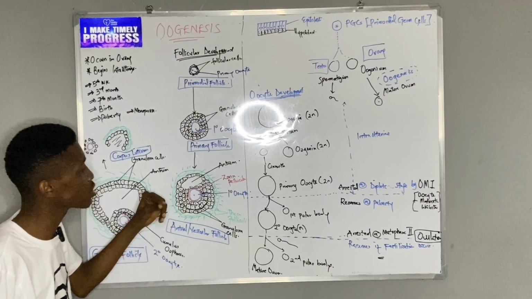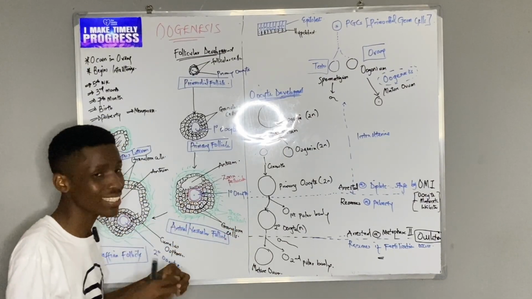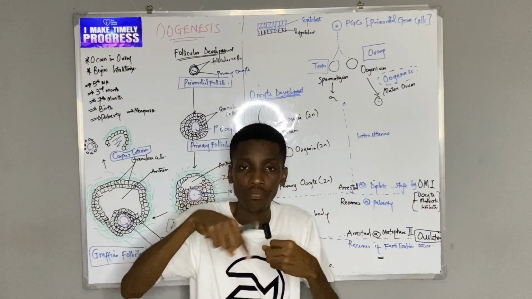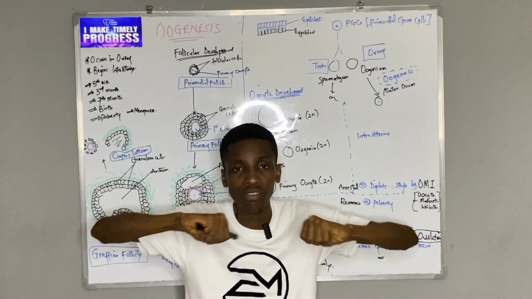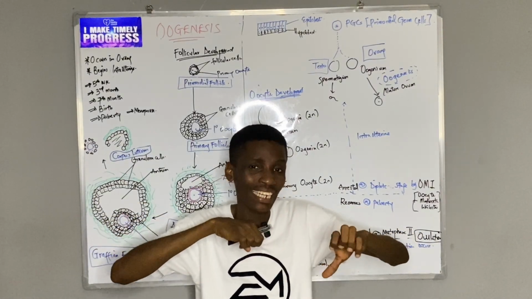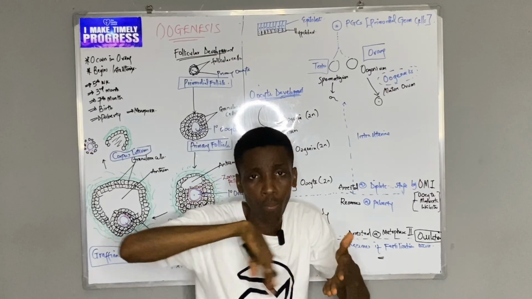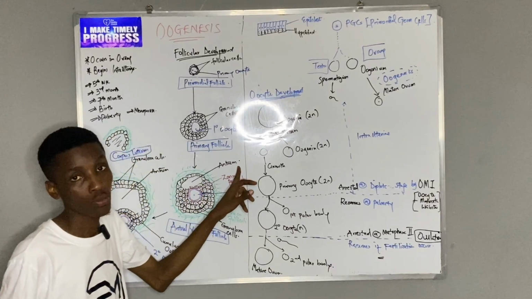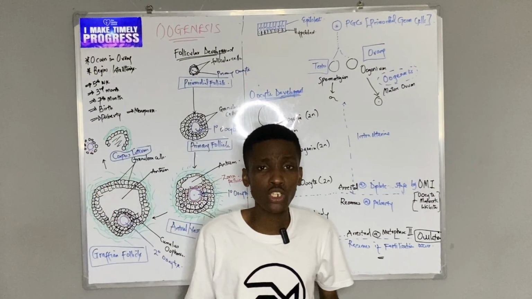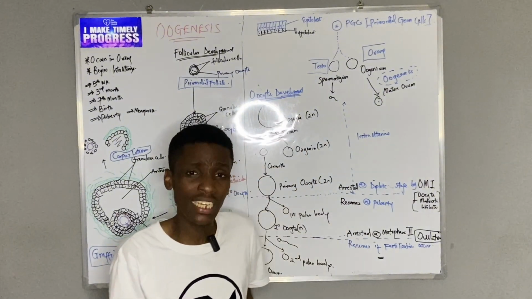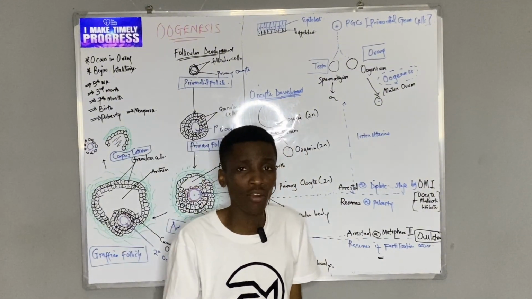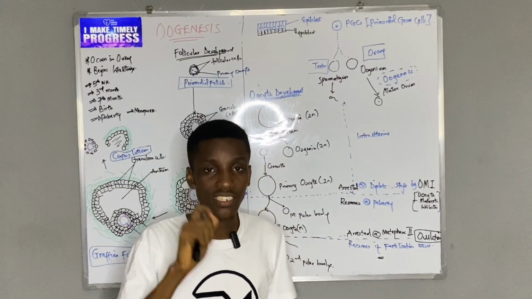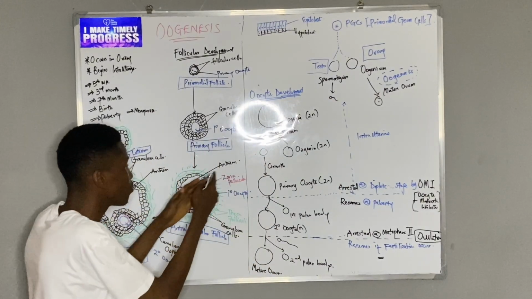Now the second stage is called the antral stage. As the cells keep dividing, small spaces appear between them. I keep dividing, I leave a space. Those spaces add up to form a cavity, and that cavity is called the antrum. In embryology, the term we use for this is coalesce. So they coalesce to form the antrum.